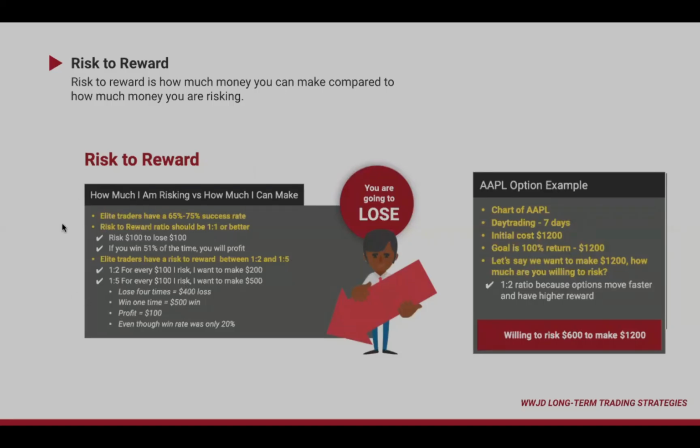Now, that doesn't mean that every day elite traders are risking $100. That's just a ratio. If I have a $1 million account, or let's say I'm risking $1 million, then I want to make $5 million. So I can lose $1 million on Monday, Tuesday, Wednesday, and Thursday. Then on the 5th day, I make $5 million. I just made all of my money back and I only won 20% of the time. That's what separates elite traders from novices.